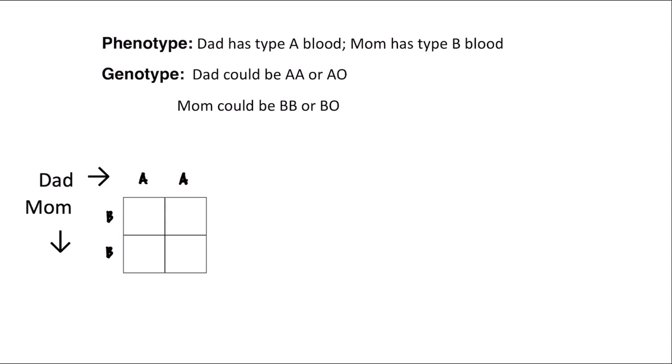So let's say that dad was AA. If dad is type A, he could be either AA or AO, so let's just use the combination AA for this one. And let's say mom was BB. How you do these Punnett squares is, for each one of these, you bring down the A and bring over the B. Bring down the A and bring over the B.